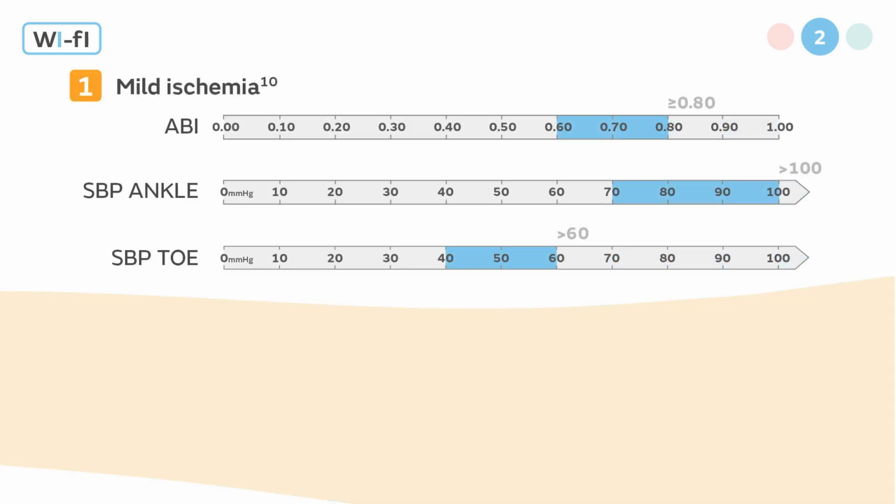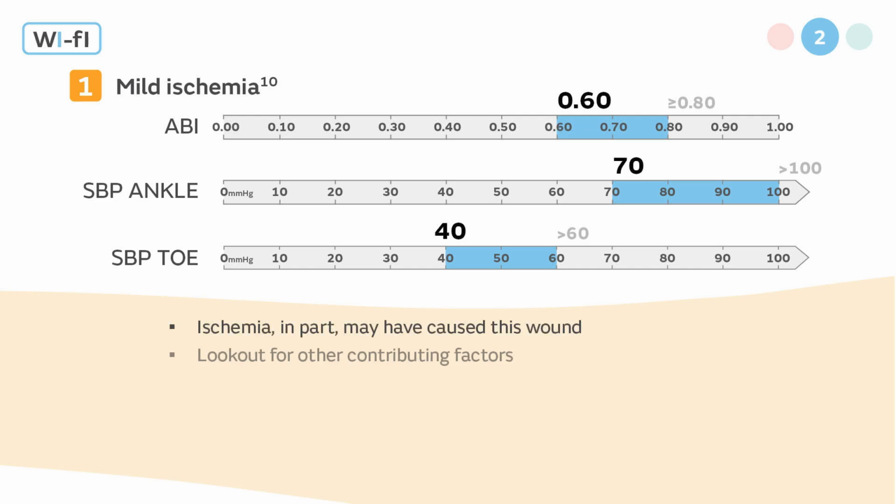1. Grade the ischemia as a 1 if the ABI is between 0.6 and 0.79. The ankle SBP is between 70 and 100 millimeters of mercury, and toe pressure is between 40 and 59 millimeters of mercury. This indicates mild ischemia, meaning you should be aware that ischemia, in part, may have caused this wound, so be on the lookout for other contributing factors as well.